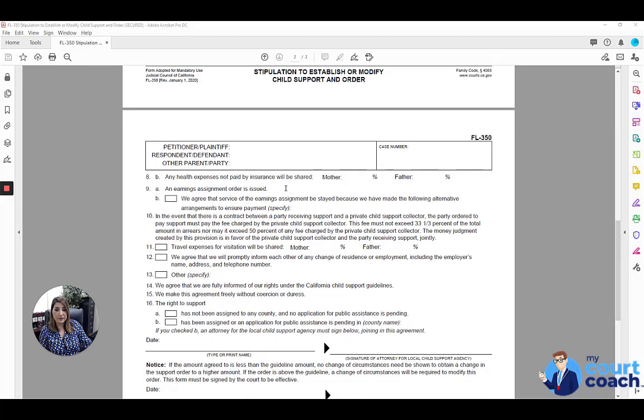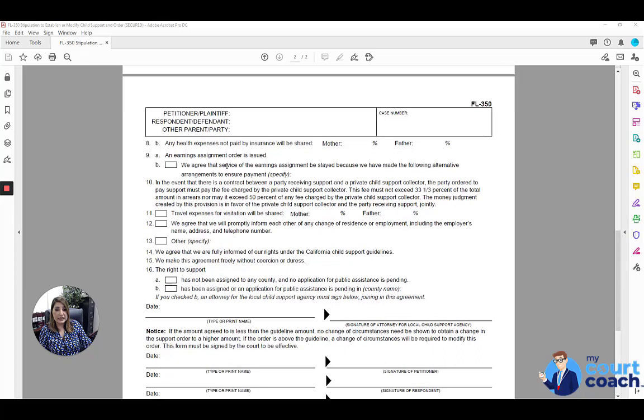In line 9, it states an earnings assignment order is issued. It is not necessarily prepared for you, but you have the right to seek an earnings assignment order if you would like, and that is a garnishment essentially. If the two of you agree to stay the earnings assignment, in other words, you are waiving your right to garnish wages, then you would mark box 9B and include how you intend for the support to be paid, right here where it says specify.